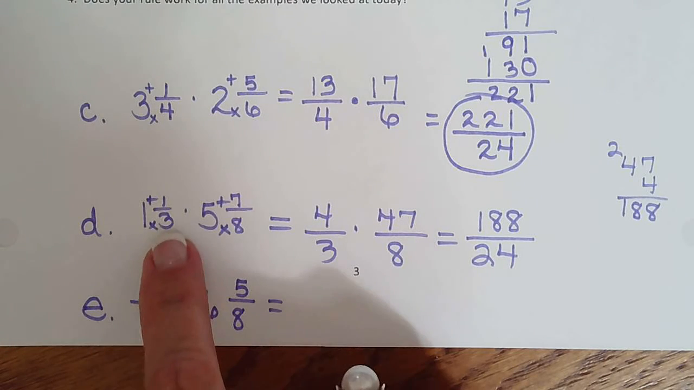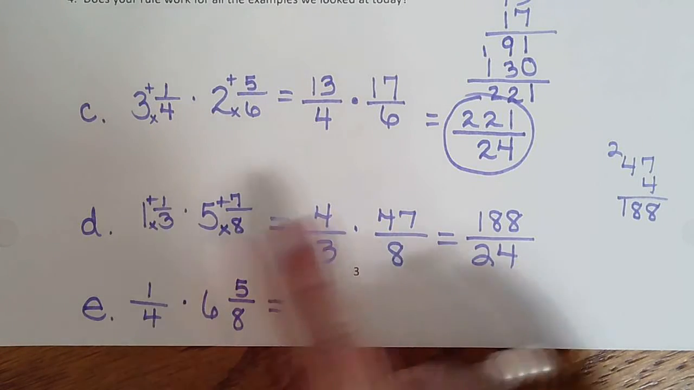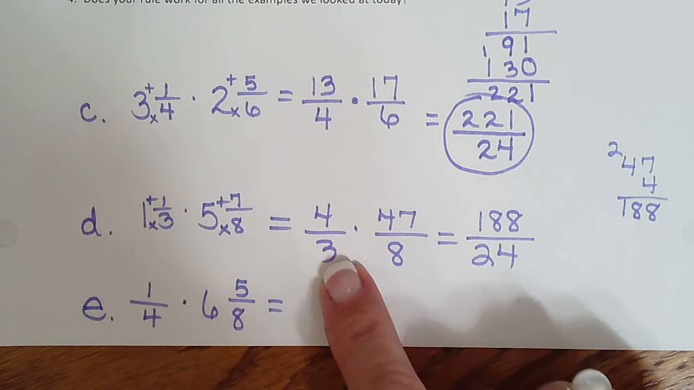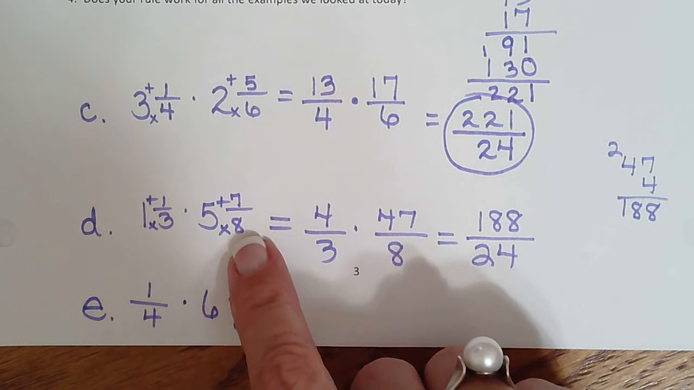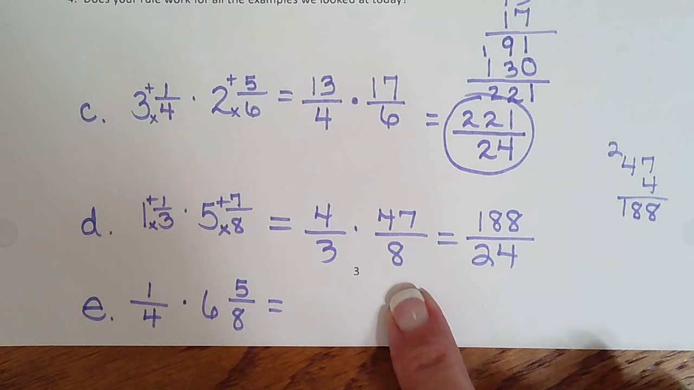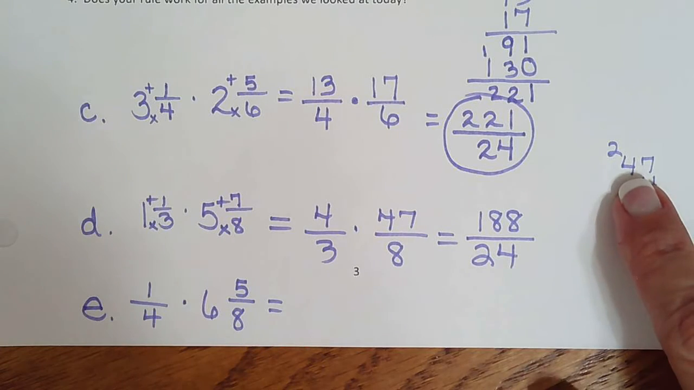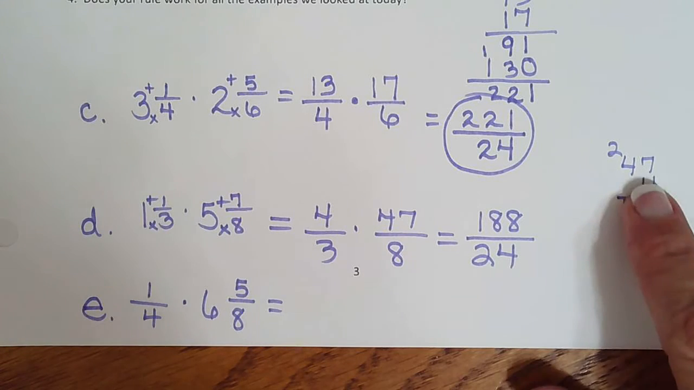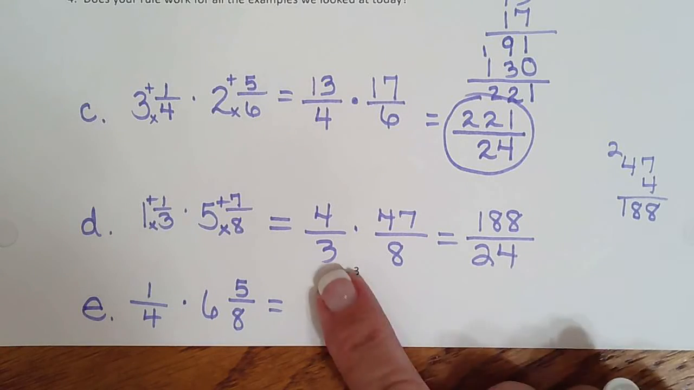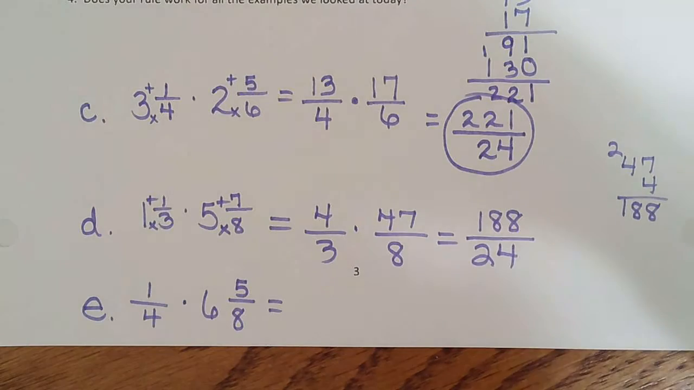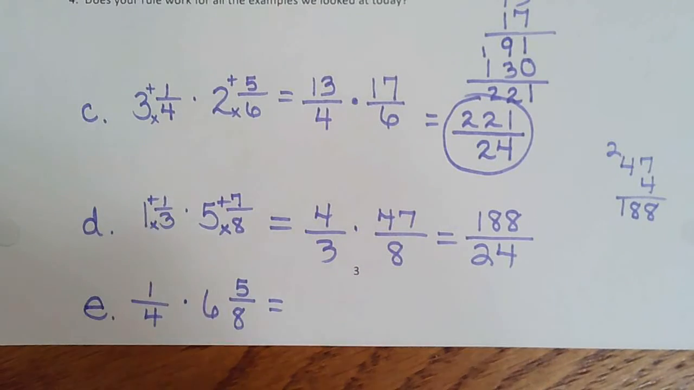We had gotten to the point 3 times 1 is 3 plus 1 is 4 over 3. 8 times 5 is 40 plus 7, 47 over 8. And then over here to the side, I did 47 times 4, which is 188. 3 times 8, 24. And so we were just at this point when the last video stopped.